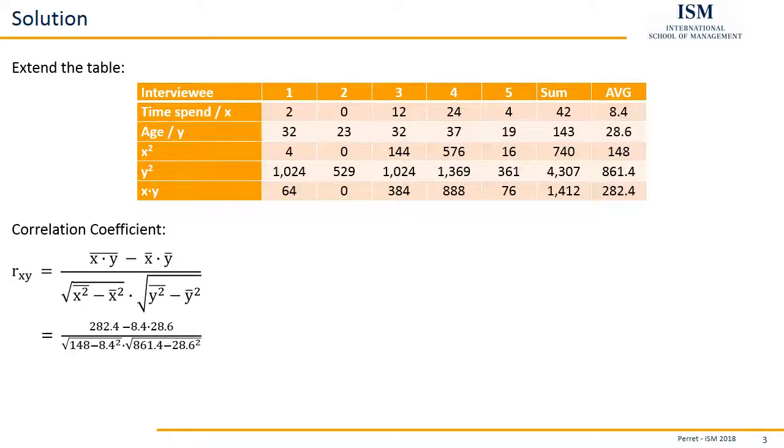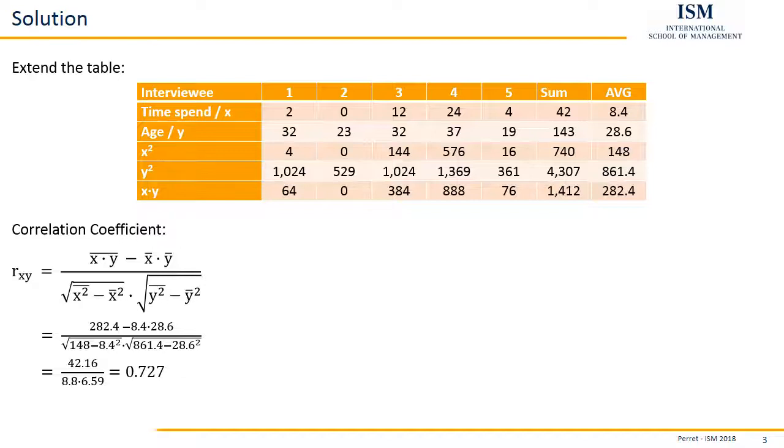If we insert those values, it will look like this, and if we input this expression into our calculators with one step in between, we get as a result 0.727. Okay, what does this 0.727 tell us?